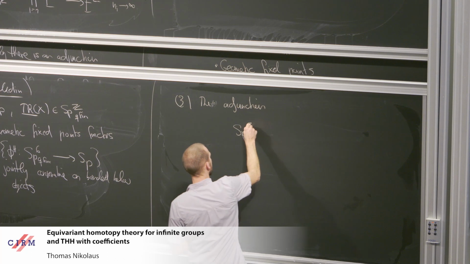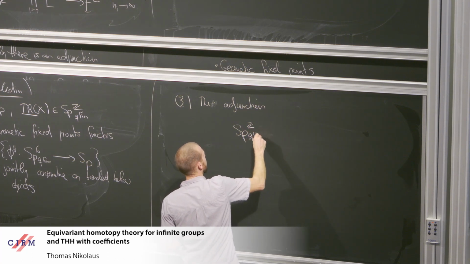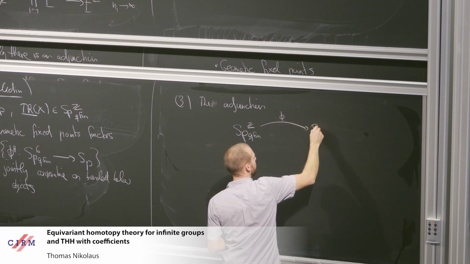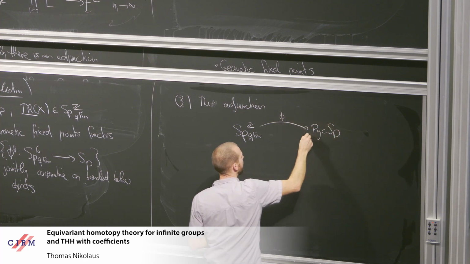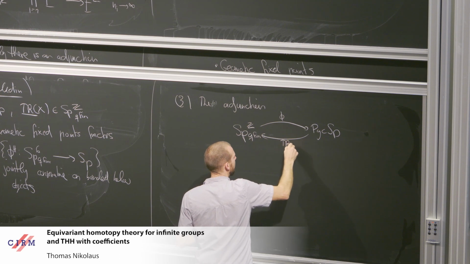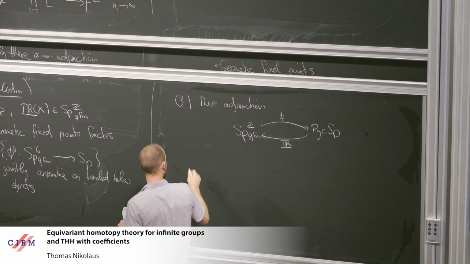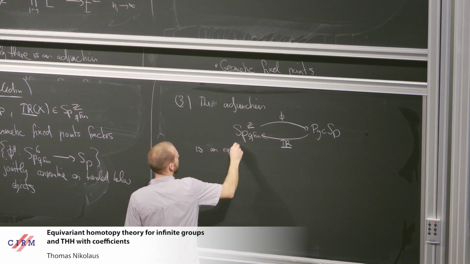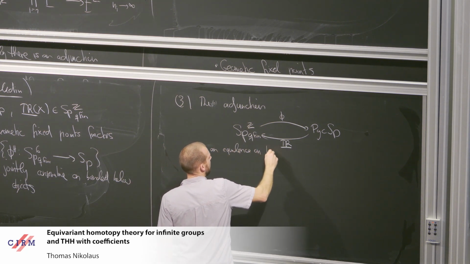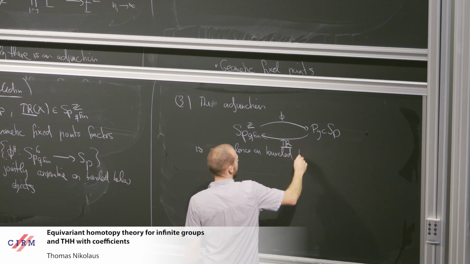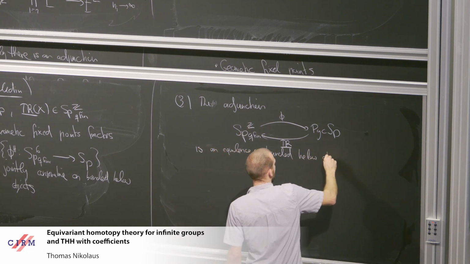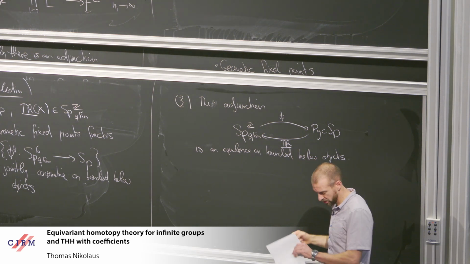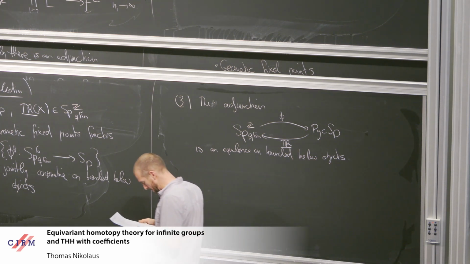And then we have this third statement: on quasi-finitely genuine spectra, these geometric fixed points again give me one of our polygonic spectra, TR here. And this statement is an equivalence on bounded below objects. So in other words, the co-unit of this adjunction is an equivalence.